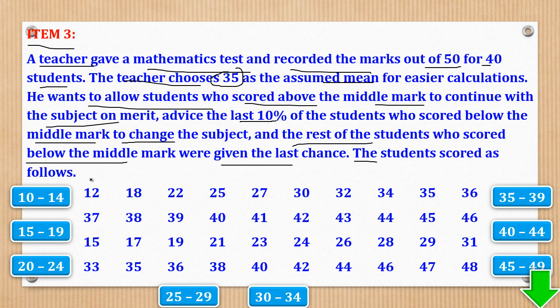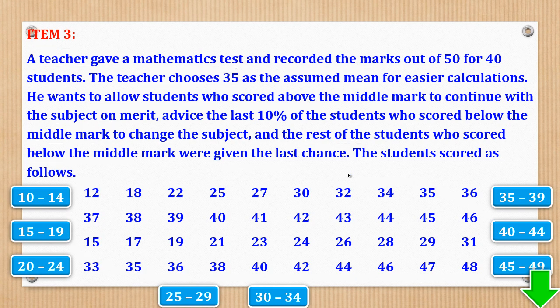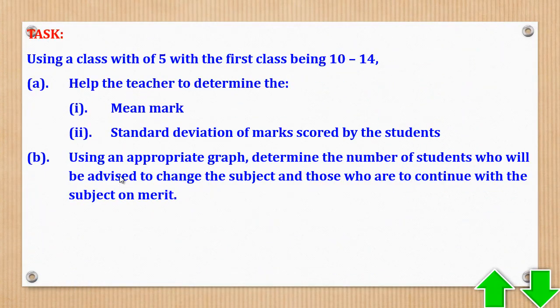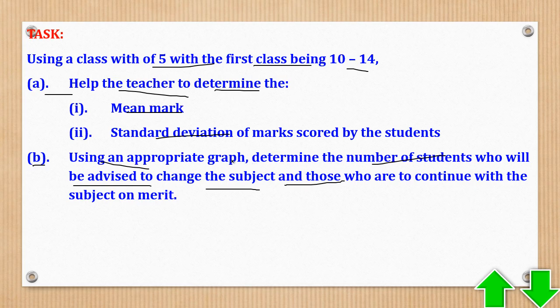The students scored as follows. So I have those scores. Then here they said to use a class width of 5. The first class being this. Part A, help the teacher to determine the mean mark and the standard deviation of the marks scored by the students. Then part B, using an appropriate graph, determine the number of students who will be advised to change subject and those who are to continue with the subject on merit.